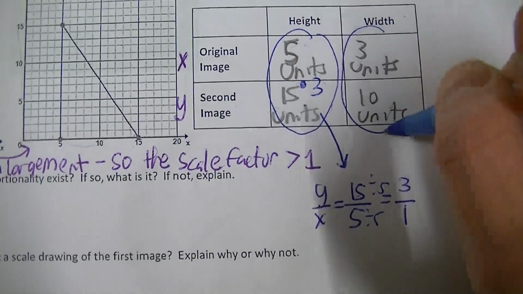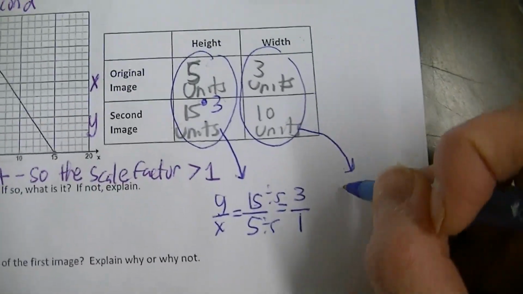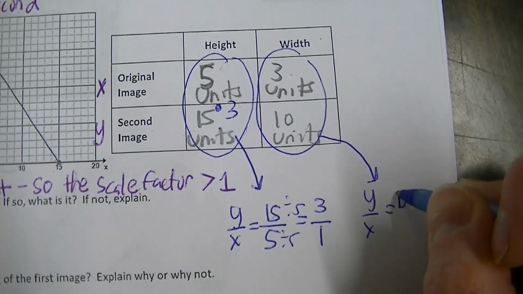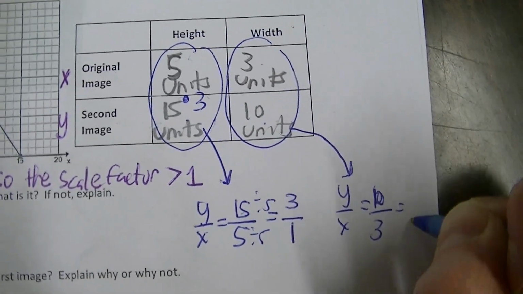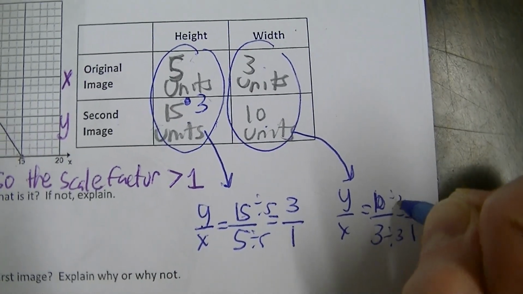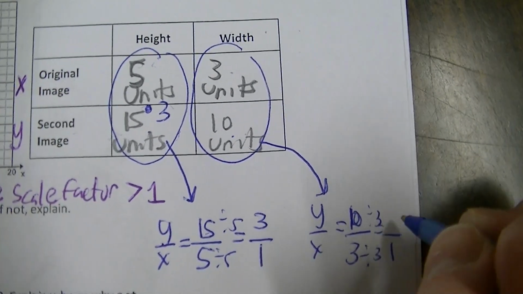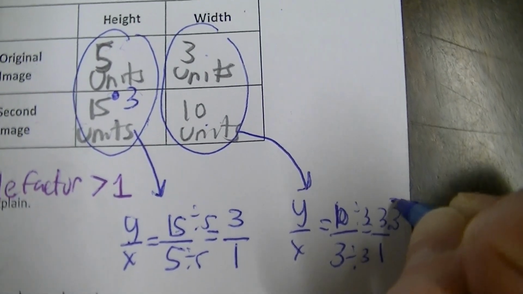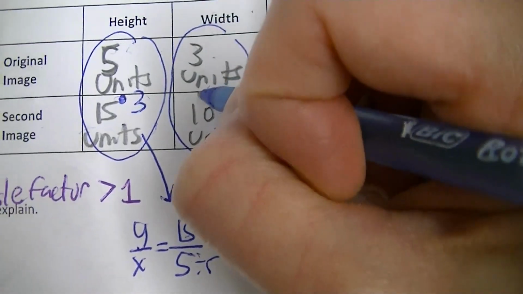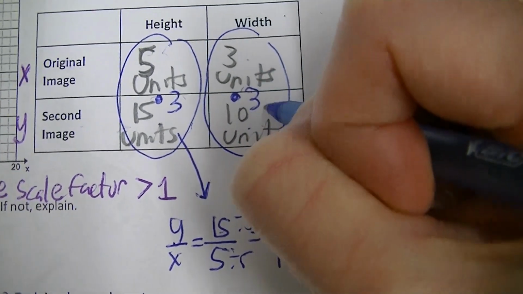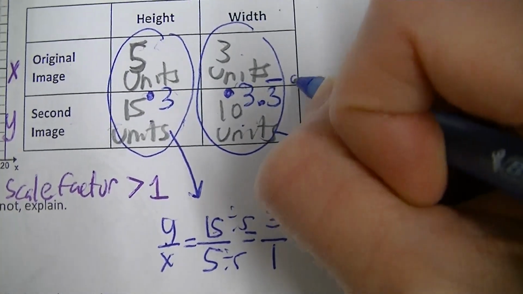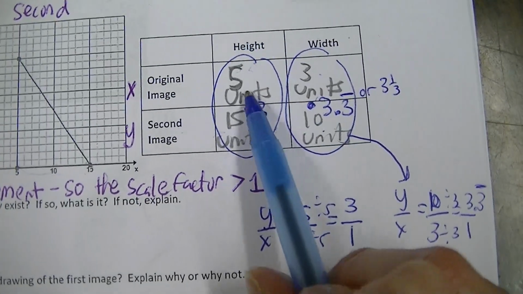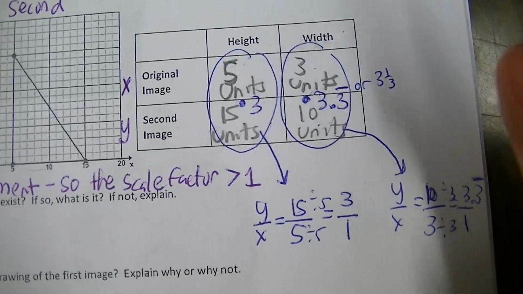So now for this relationship right here, I'm going to have to draw it over here. Y divided by x, 10 over 3. I want 1 in the denominator, so divide by 3, divide by 3. 10 divided by 3 is 3 1/3, or 3.3 repeating, okay? So I multiplied this relationship by 3.3 repeating, or 3 1/3. Same thing, okay? Now you'll notice that they have different scale factors. They have different unit rates.